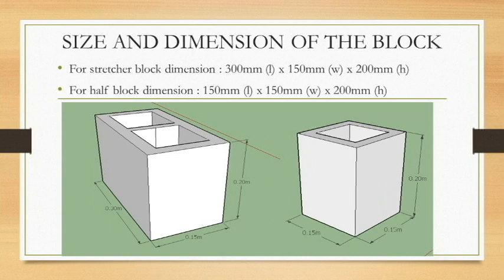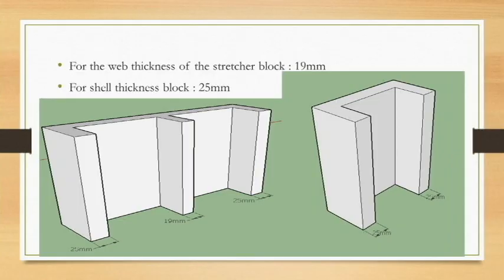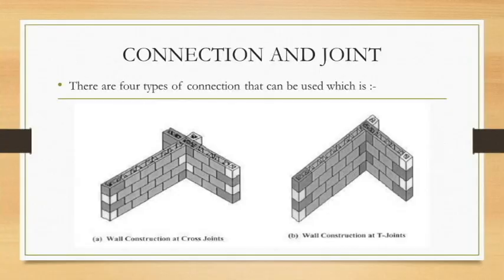For our block dimensions, we have decided to use 300 mm length, 150 mm width, and 200 mm height for the stretcher block. The half block is half of the stretcher, which is 150 length, 150 width, and 200 height. For the stretcher block, we use a web thickness of 19 mm and a shell thickness of 25 mm.